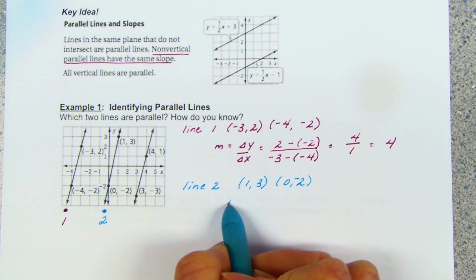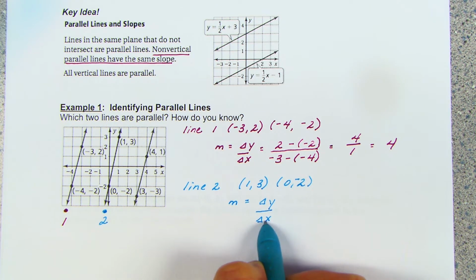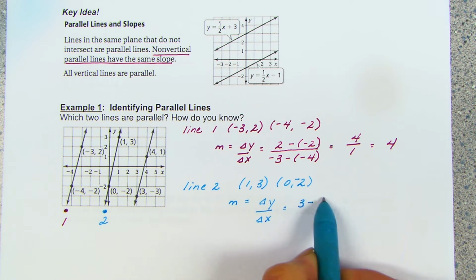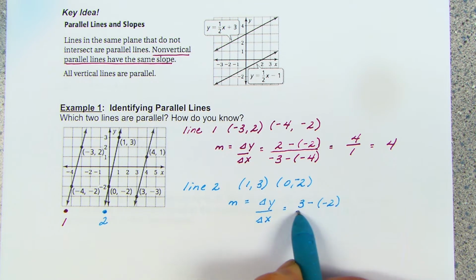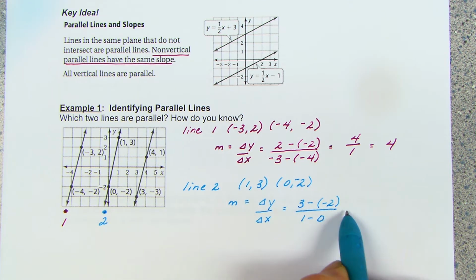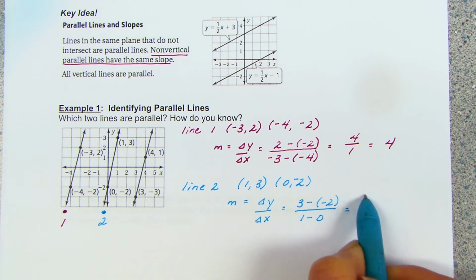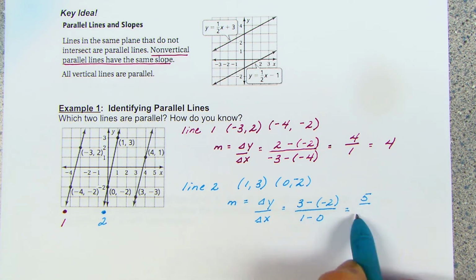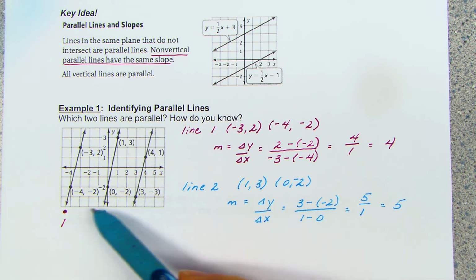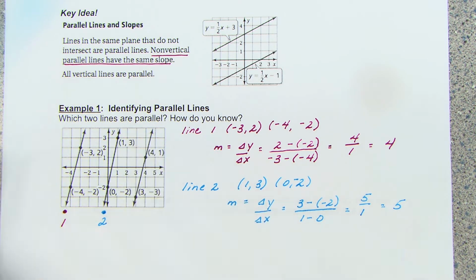All right. Now I'll do the same thing. M equals the change in the y value over the change in the x value. And the y's, let's go 3 minus -2. And the x is 1 minus 0. Hey, that one was easy. Okay, 3 minus -2 is the same as 3 plus 2, so that's 5. And 1 minus 0 is 1. So these two do not appear to have the same slope. And if I look at it, that one does look like it might be a little bit steeper, huh?